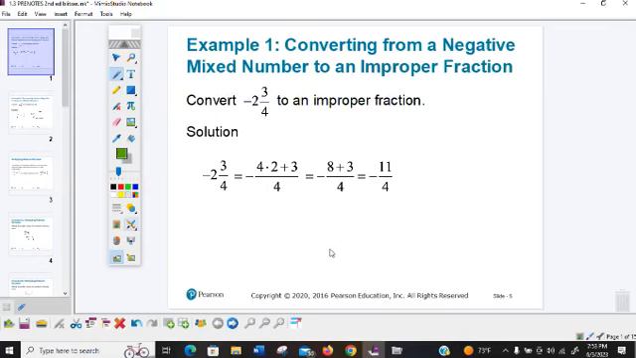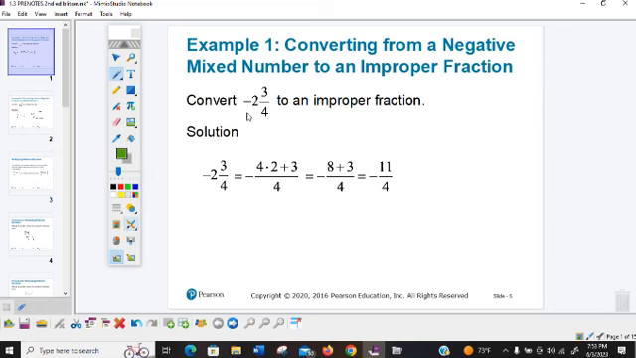In this video, we're going to look at multiplying and dividing fractions or rational numbers. First, let's practice changing numbers from mixed numbers to improper fractions. A mixed number is a whole number with a fraction. An improper fraction is a fraction with a larger number on top than on bottom.